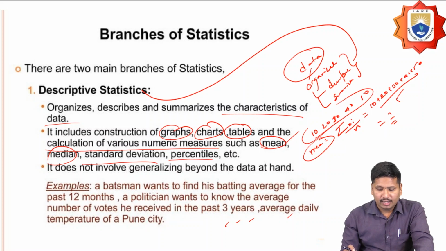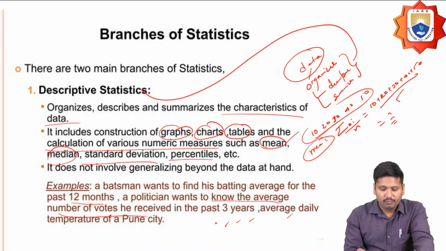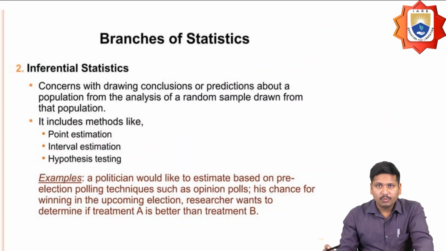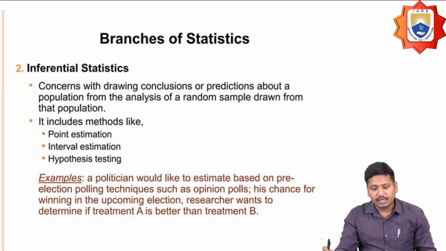Let's take some examples: a batsman who wants to find his batting average for the past 12 months, a politician who wants to know the average number of votes he received in the past 3 years, and the average daily temperature of Pune city. These are examples that fall under descriptive statistics. The second one is inferential statistics.